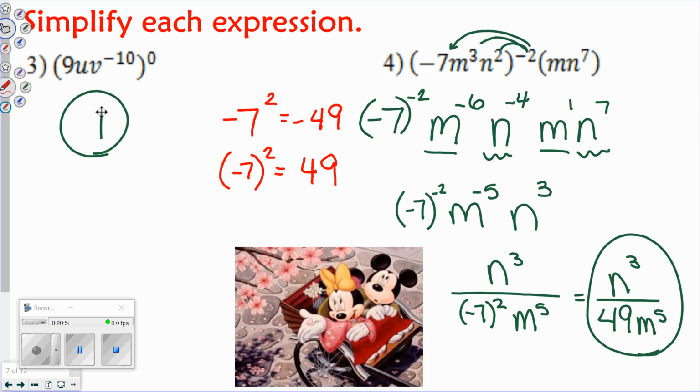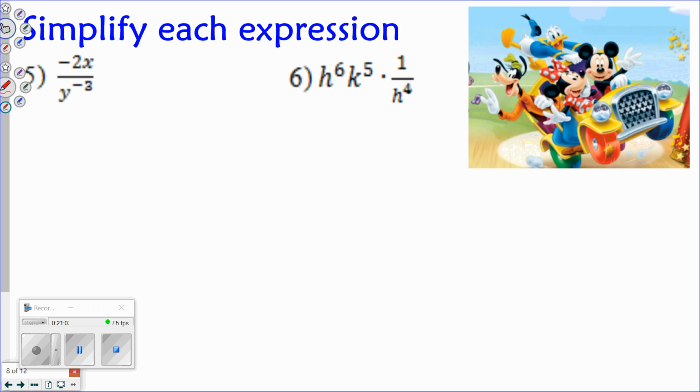We good? We got this? All right, moving on. Number 5. Kind of just answered that question, didn't it? Number 5. Do I have to distribute anything? Is there any like terms? Do I have any negative exponents? Okay, so what moves?